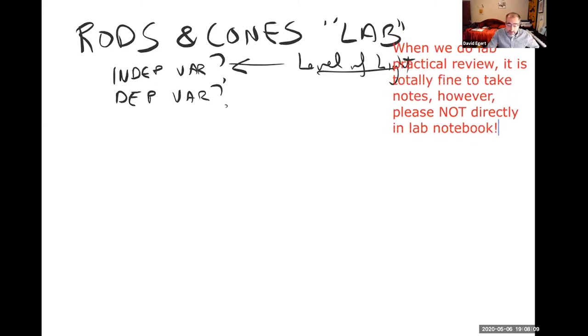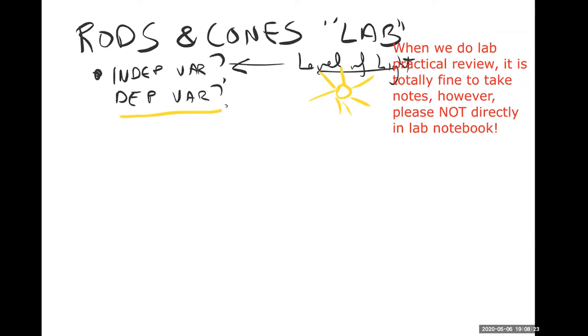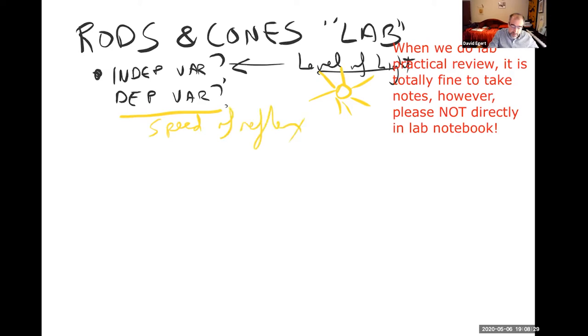All right, back to where we were. We said the independent variable was the level of light. What was our dependent variable? Speed of reflex. Exactly. It was the speed of the visual reflex. You can also think about the mechanics of how we tested it. You should understand we used that drop stick reflex.